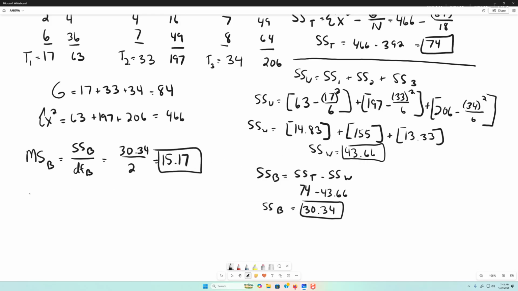So I need that. And then I'm going to have the mean squares within, the average within groups variance, which is the sum of squares within over the degrees of freedom within. Sum of squares within is going to be 43.66. Degrees of freedom within is going to be n minus k, which is 15. We did this at the beginning. 43.66 over 15. When I do that division, I get 2.91.